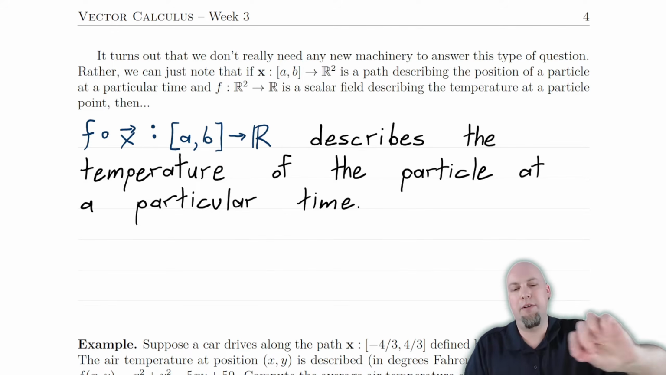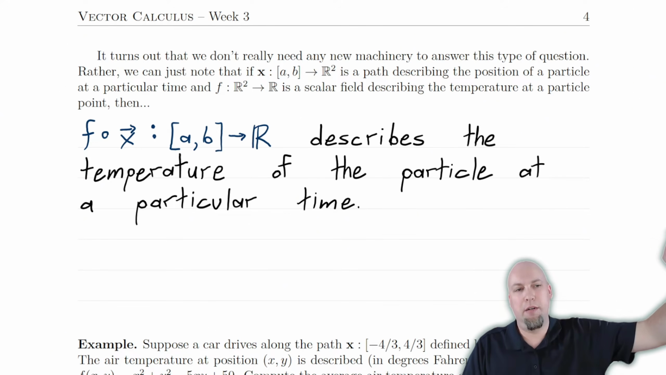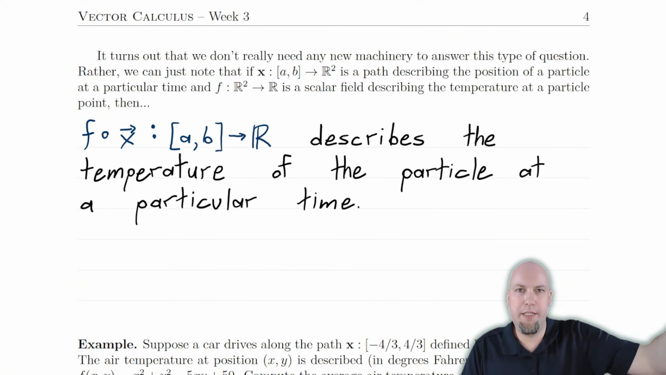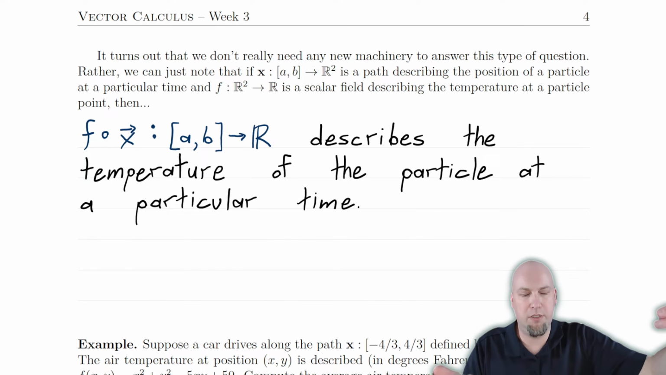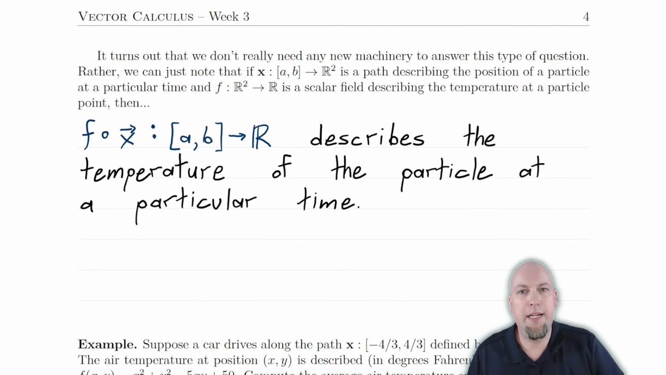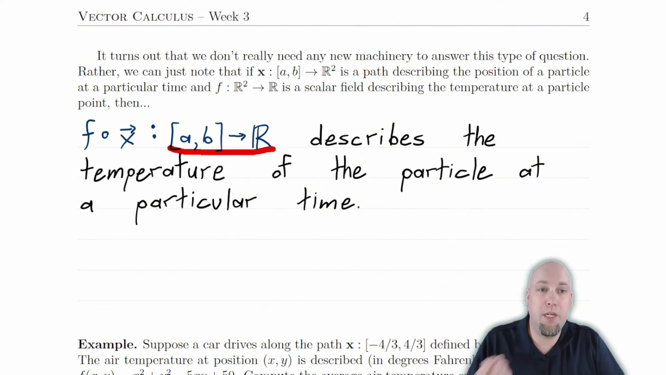The car is driving through a scalar field, and I want to compute what is the average temperature that that car sees. Okay, well, what I could do is I could just turn this into an intro calc problem. I could turn this into a function of one variable and just integrate it, right? If my path, going from one-dimensional space to two-dimensional space, is representing position, and then my scalar field from two-dimensional space to one-dimensional space is representing temperature, then when I compose them, f composed with x, that's just a function from one-dimensional space to one-dimensional space now.